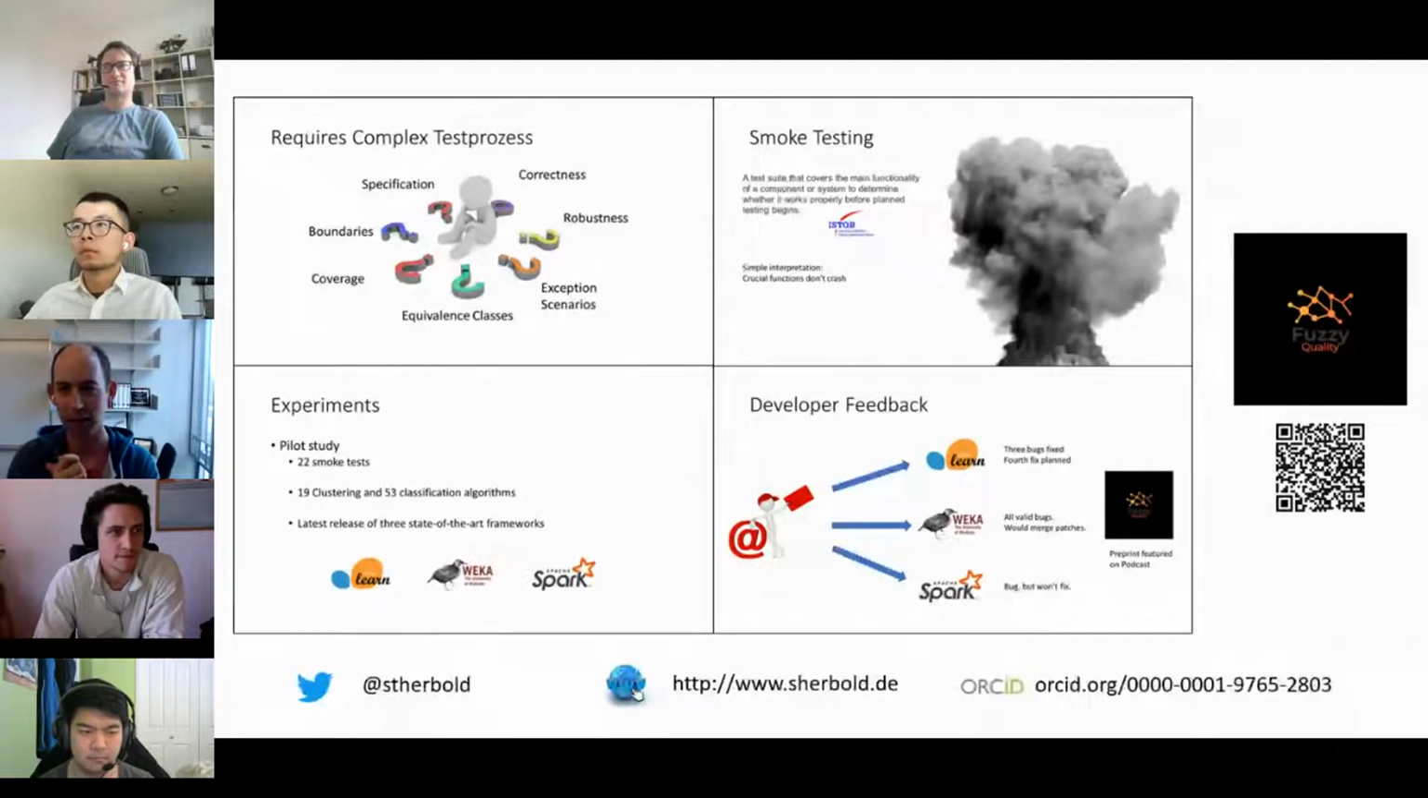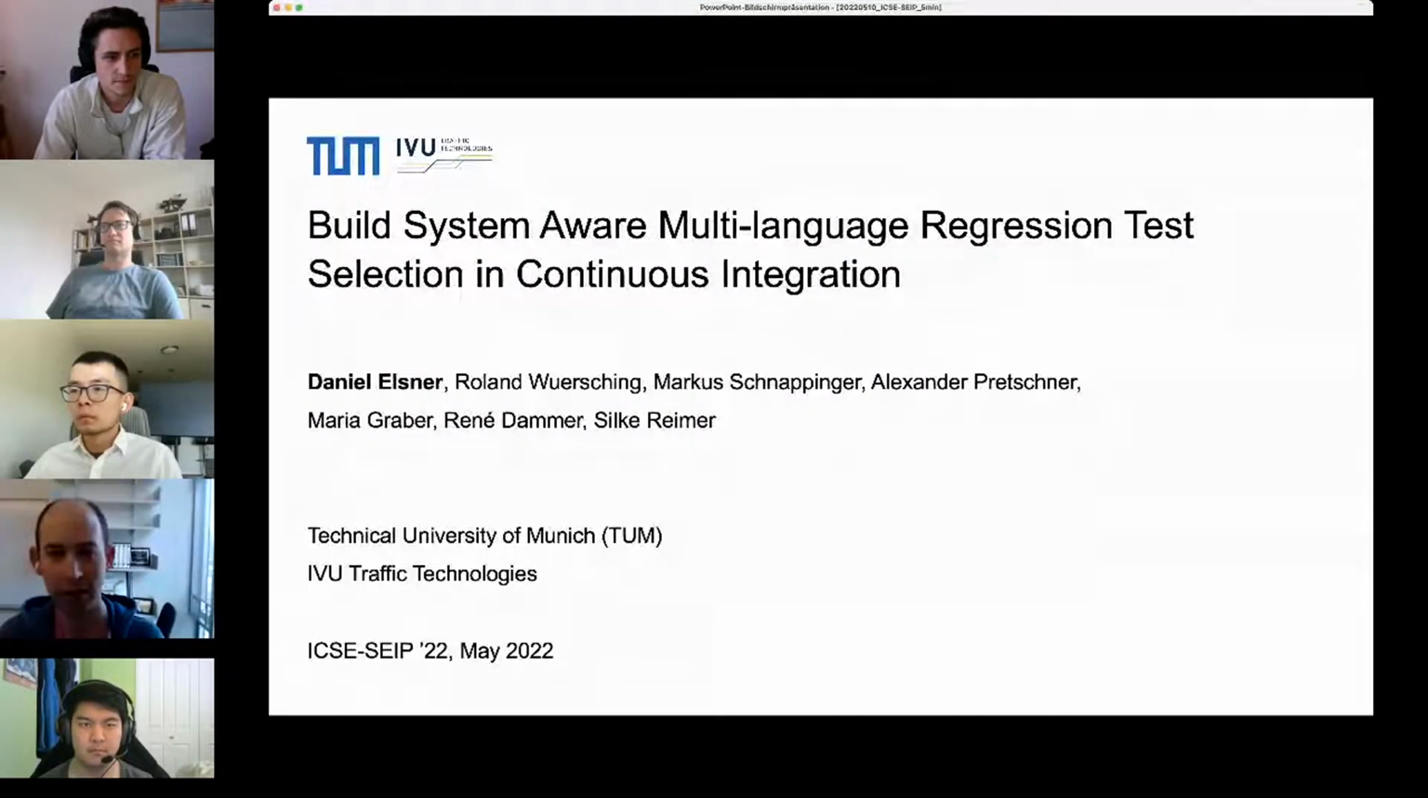The next paper that we have scheduled was algorithmic profiling for real-world complexity problems, but I haven't heard from any of those authors, and I don't see any of them here. So maybe I'll just wait like 2 seconds to make sure that nobody speaks up in the chat. And then we'll move on to the third paper in this session, build system-aware multi-language regression test selection in continuous integration. And Daniel will be presenting that. So go ahead and take it away, Daniel.